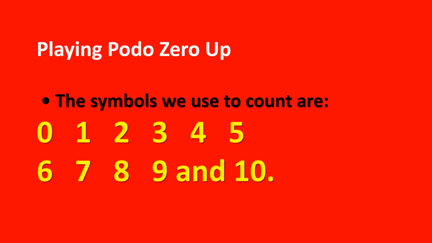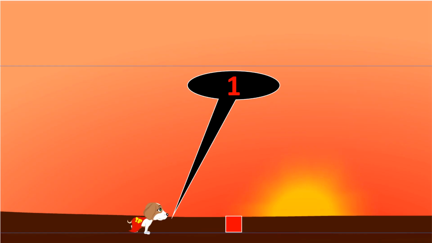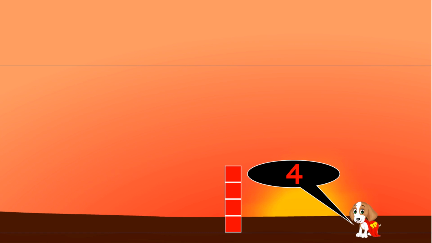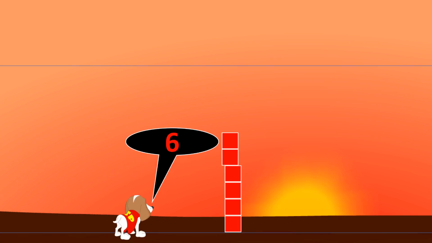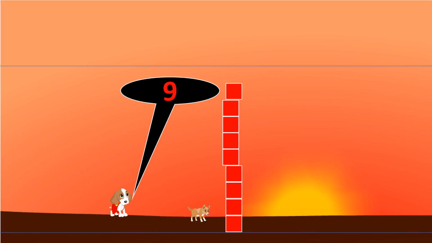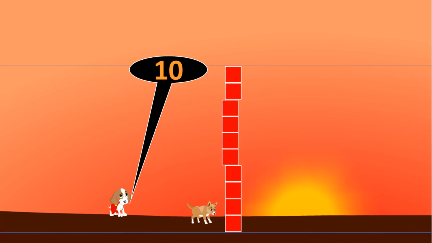So playing Podo 0 up, the symbols we use to count, last time we had the words, this time it's the symbols. 0, 1, 2, 3, 4, 5, 6, 7, 8, 9, and 10. I've got a bad feeling.